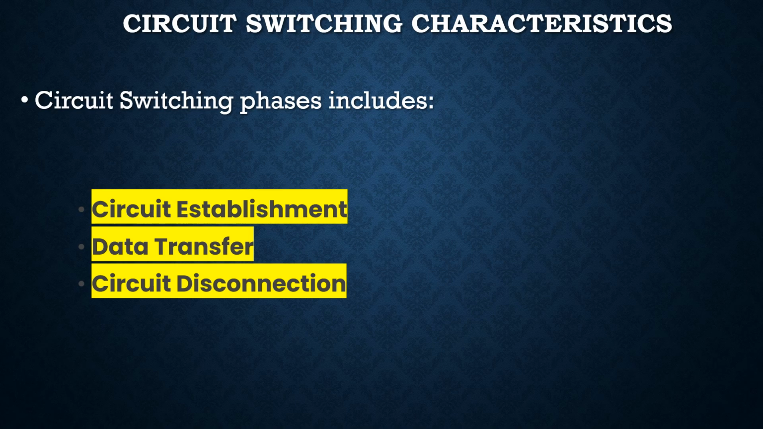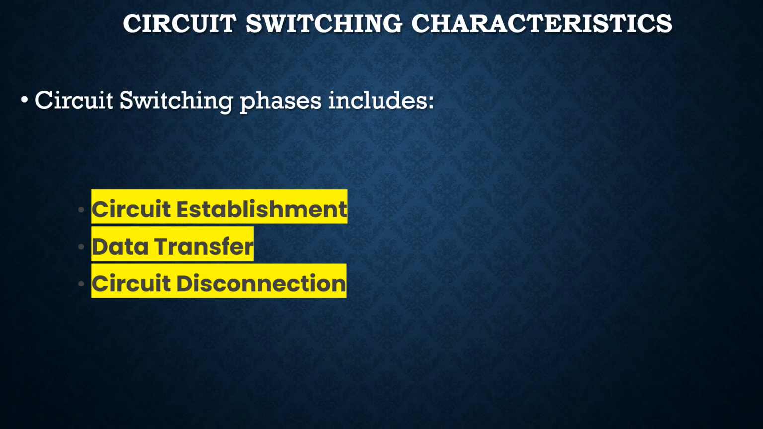Phase 1, circuit establishment. Here, a dedicated circuit between source and destination is established with the help of numerous intermediate switching centers. The requesting and receiving of the communication signals are possible when the sender and receiver transmit signals across the circuit. Second phase, data transfer.